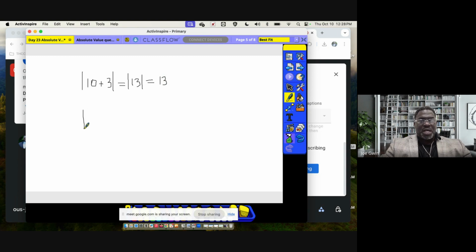Do another. Absolute value of 15 minus 3. All right. So what's the inside first? We're going to do the inside first and end up with 15 minus 3, which is 12. We get 12. We haven't used the absolute value symbol yet, so we still have to keep that. And the absolute value of 12, as we said earlier, is 12, because it's 12 units or spaces from 0.